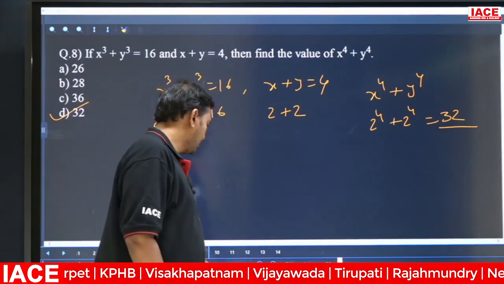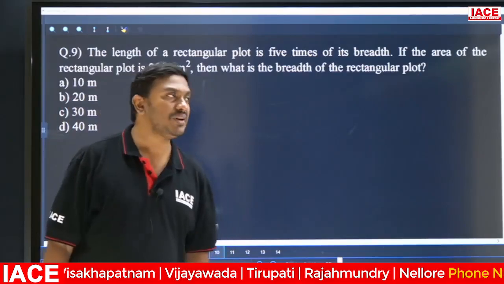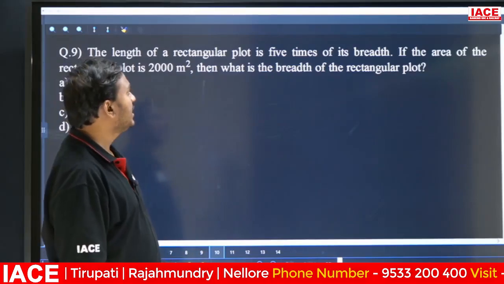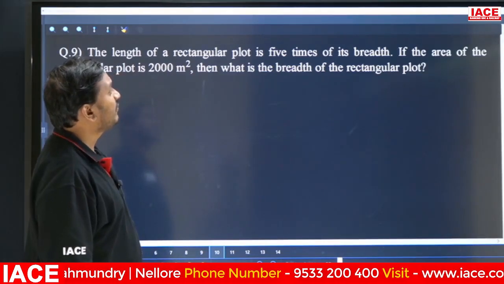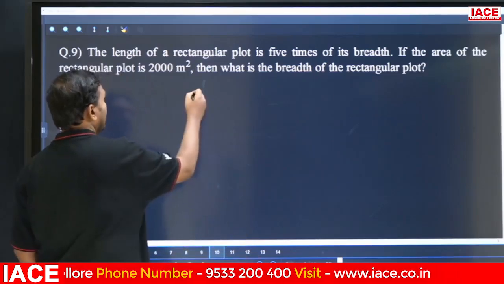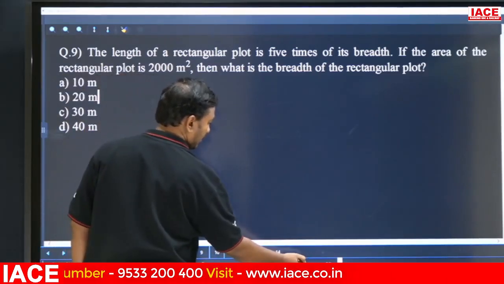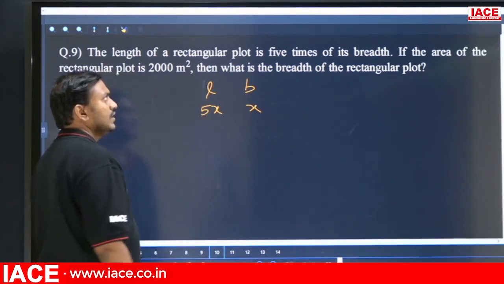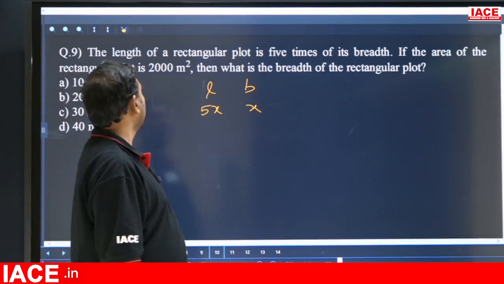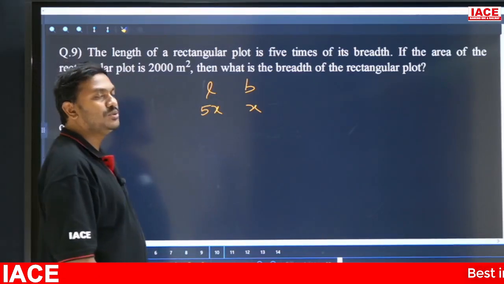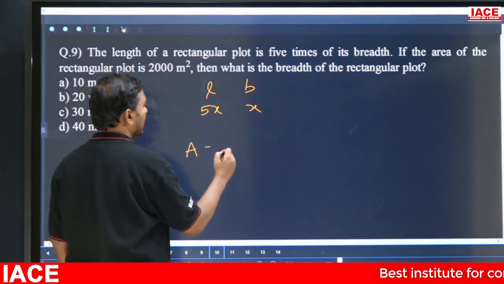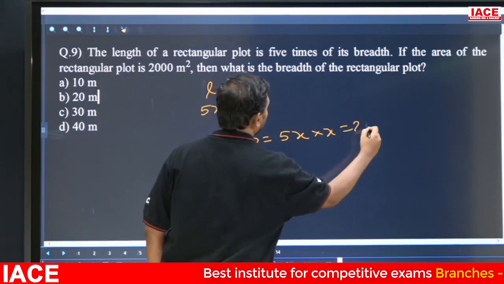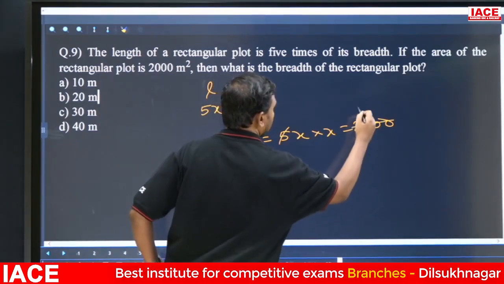Right. Then question number 9. See, the length of the rectangular plot. One rectangular plot is there. The length of the rectangular plot is 5 times its breadth. So if breadth is x, length is how much? 5x. 5 times its breadth, right? And the area of the rectangular plot is 2000. What is the area? Area formula is L into B. That is 5x into x, which is 2000. 5 ones 5, 400.